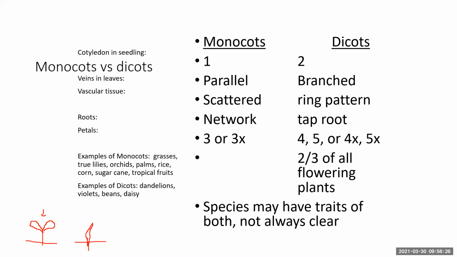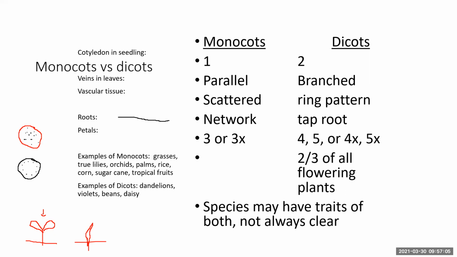Now, vascular tissue is the xylem and the phloem, and basically is it scattered or in a ring pattern. So if we cut a plant stem in half, we did a cross section, if the vascular tissue is scattered, right, so kind of like this, then it's a monocot. If the vascular tissue is in a ring pattern like that, then it is a dicot.